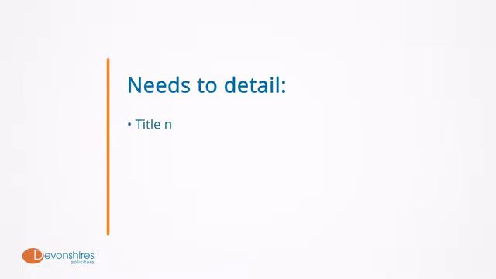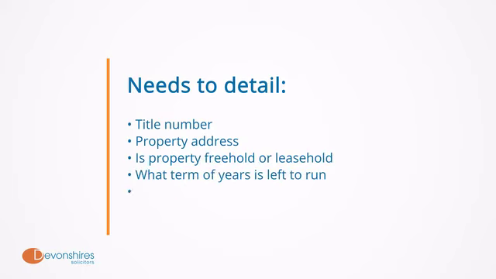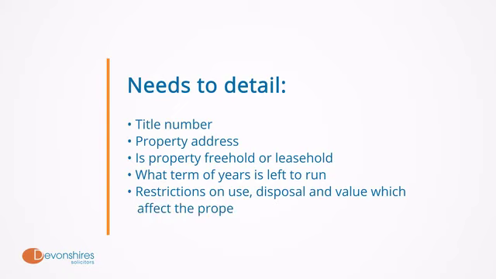So the Asset and Liability Register is a requirement of the HCA that you have an accurate, up-to-date and thorough list of all of the properties which are owned by you. It needs to detail the title number, the property address, whether the property is freehold or leasehold, and what term of years is left to run.